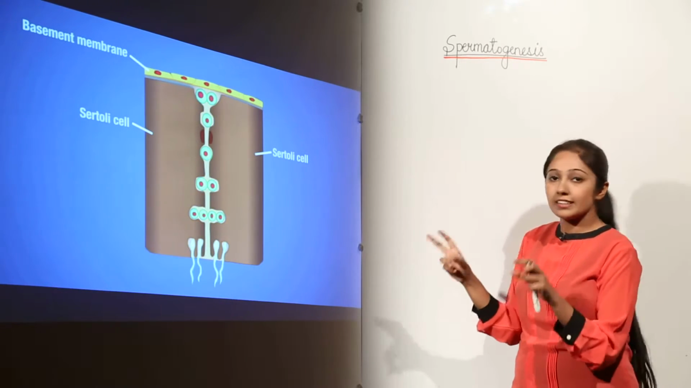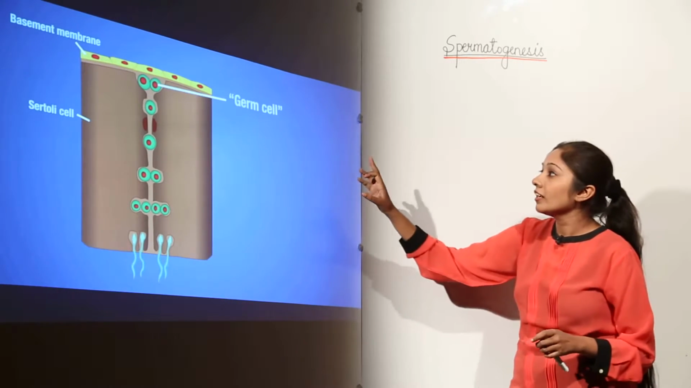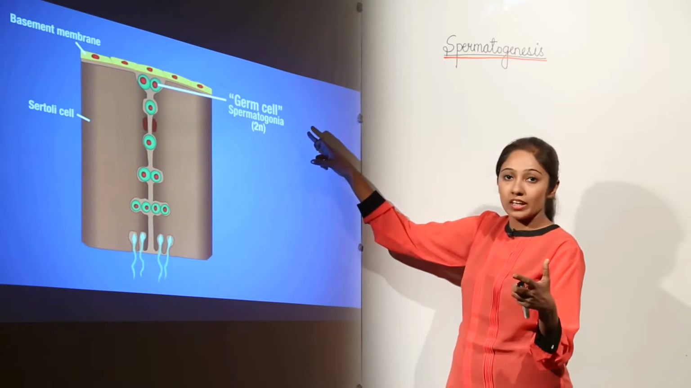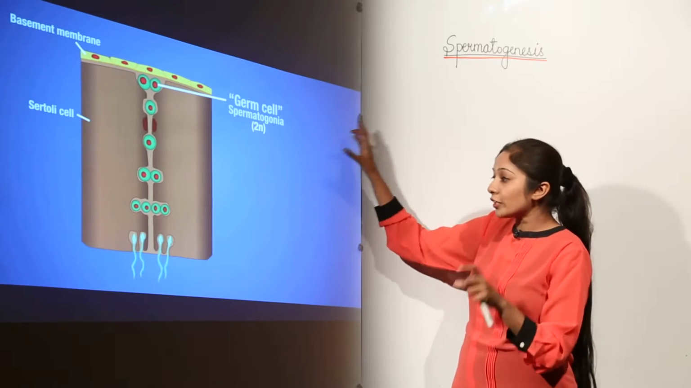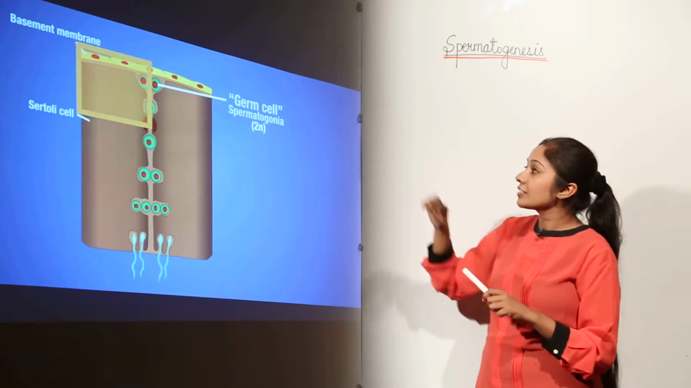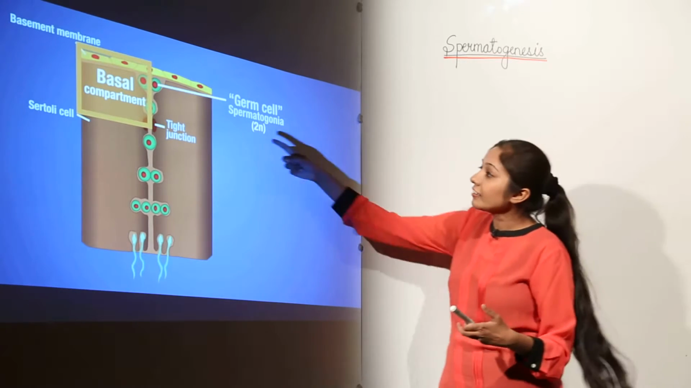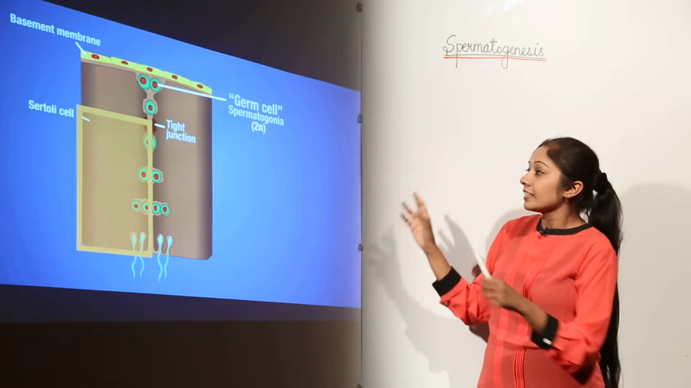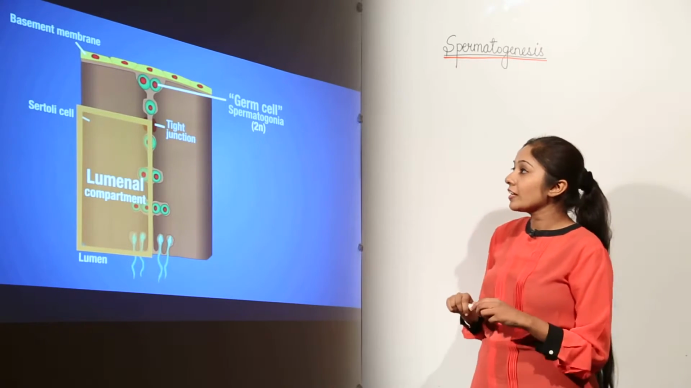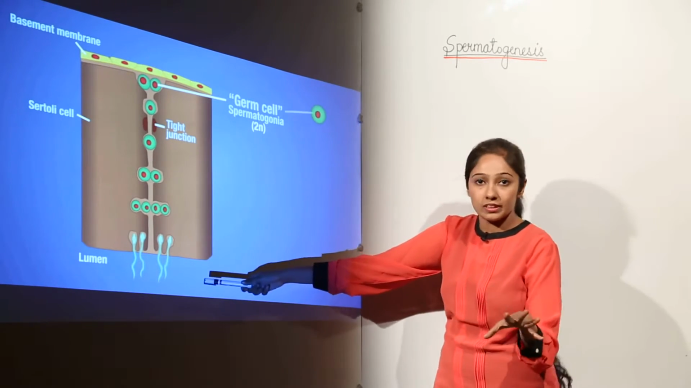Now we have divided this into two regions. The first region is called the basement region, and here we have germ cell spermatogonia which is going to undergo mitosis to produce finally spermatozoa, that is the sperms. So when we talk about this germ cell spermatogonia, this upper region is known as a basal compartment, and here we have a tight junction. After this, the next compartment till this we call the luminal compartment. So what is going to happen? The spermatogenesis is going to begin from this basal to this luminal compartment.